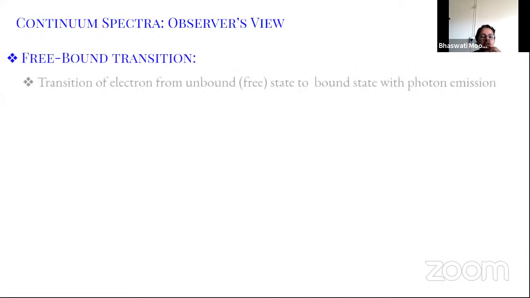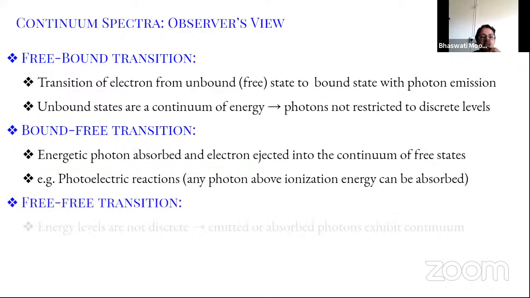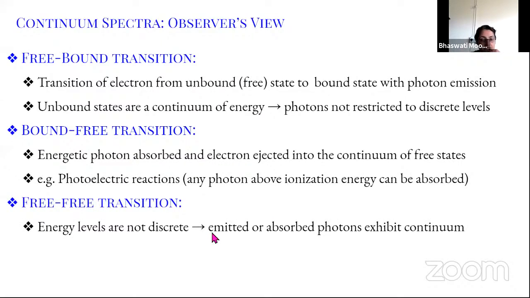Okay, so let's move forward. Now I will tell you where we expect the continuum spectra to arise from. There are basically three types of transitions which could give rise to continuum. Continuum, as you remember, is when the radiation varies smoothly with frequency or wavelength. So one could have a free-bound transition, which means a transition of an electron from an unbound free state to a bound state with the emission of a photon. It's a typical case of, say, recombination. You have ions, and when electrons recombine with them, the difference in energy goes out as a recombination photon.